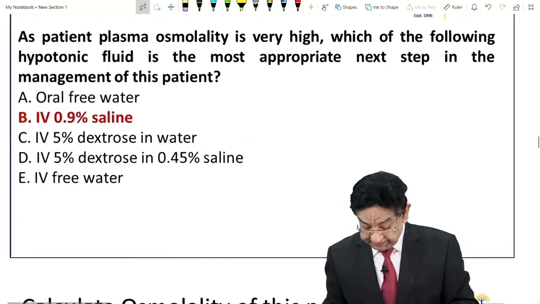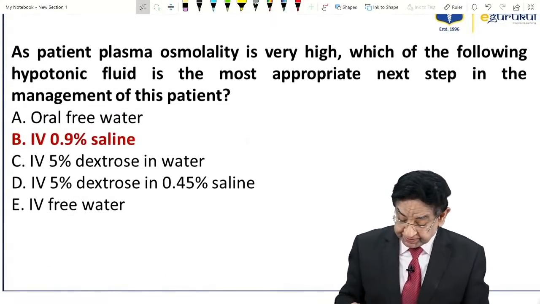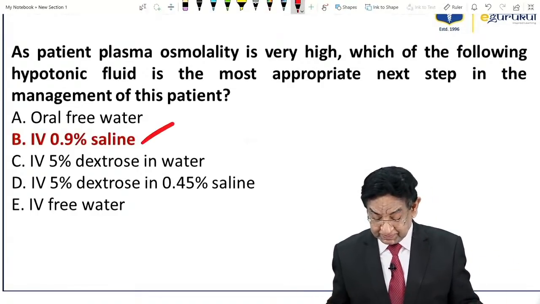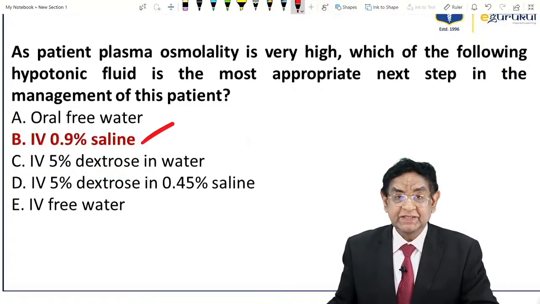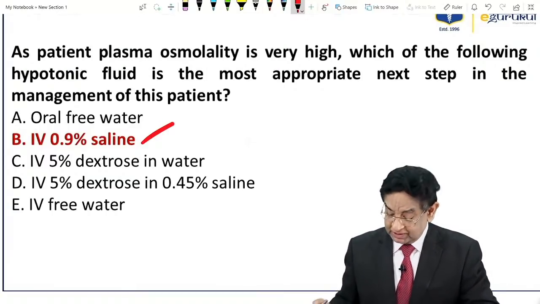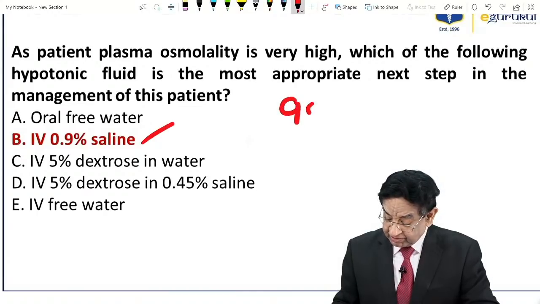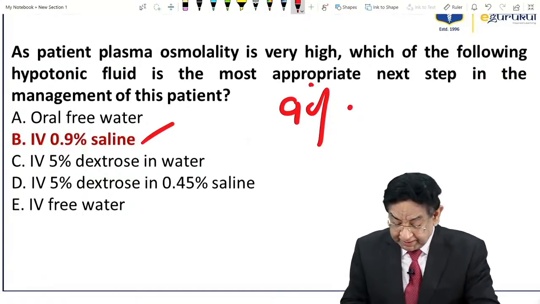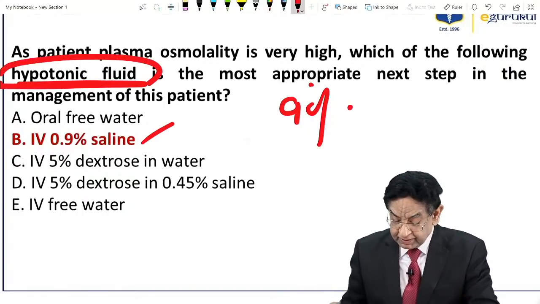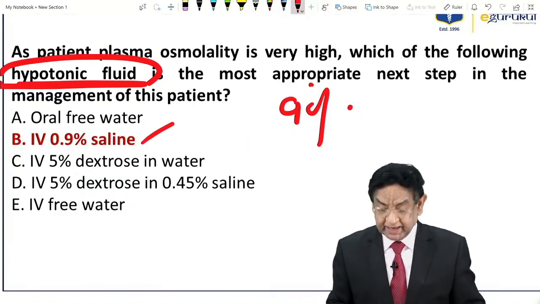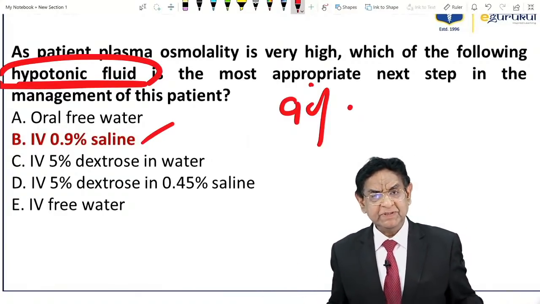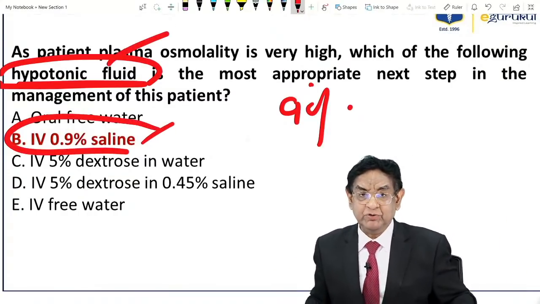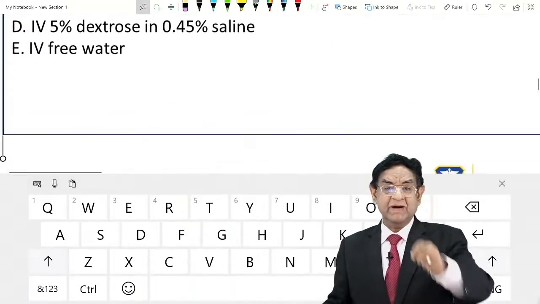Which is the best hypotonic fluid you would like to give? Well, this is 0.9%. Almost 90% of people commit a mistake on this question, and the distracting word is hypotonic fluid. I'm sure the moment I say 0.9, many of you will ask, sir, how can this be, it is normal saline and you are asking for hypotonic? Yes, that is a gold medal question.